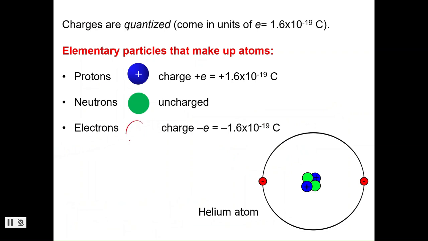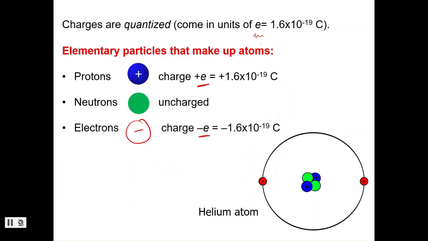But our electrons have a negative charge, protons with a positive, but they're quantized. So all charge comes in multiples of this value e, which is 1.6 times 10 to the negative 19th coulombs. So that is the charge of one proton or one electron.